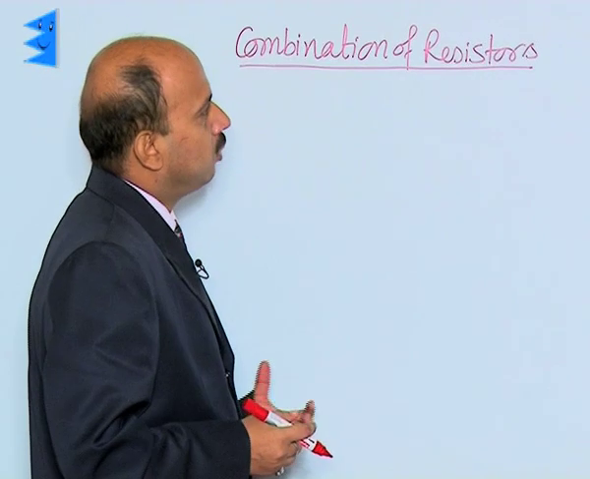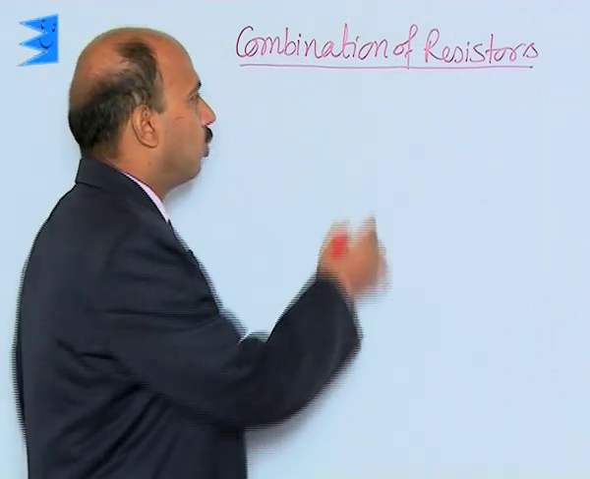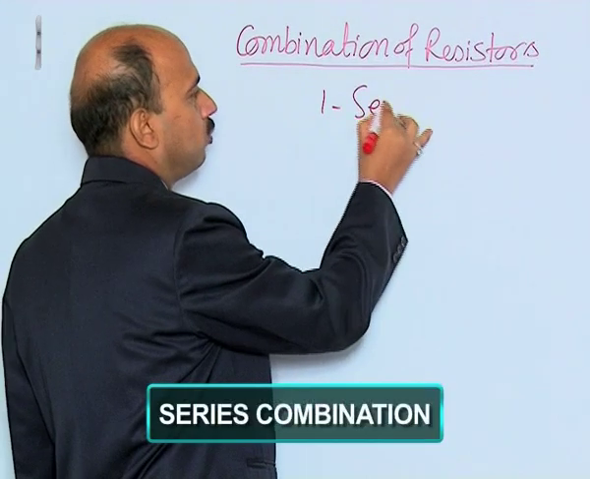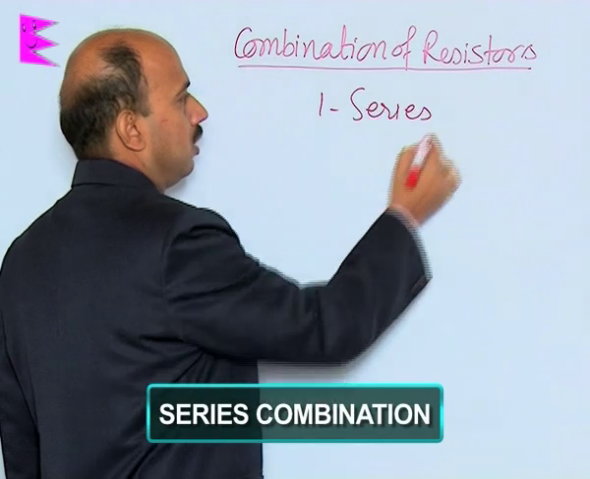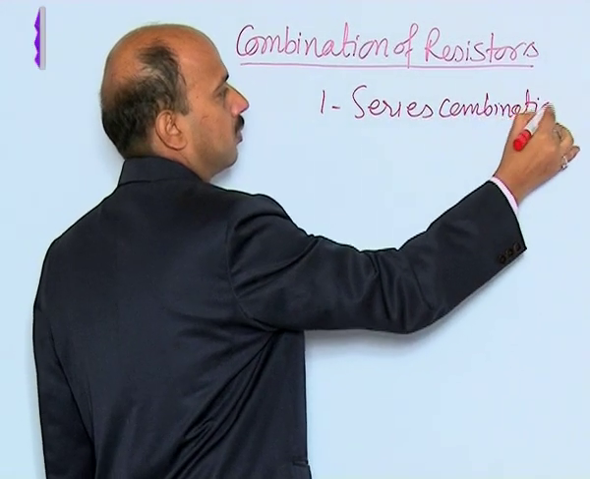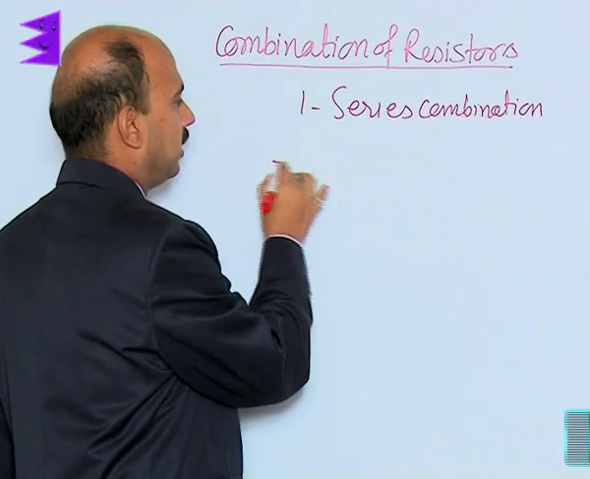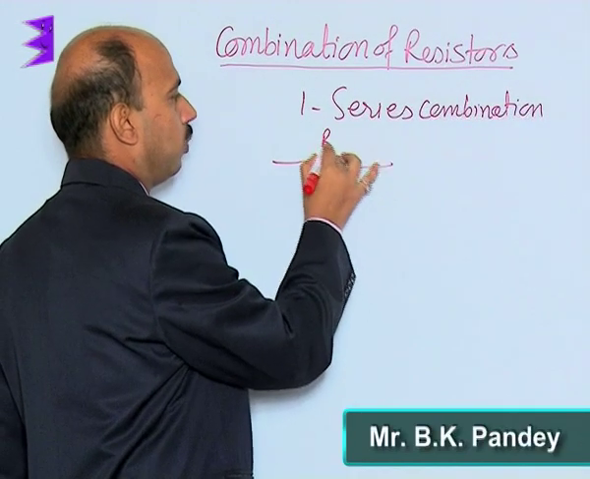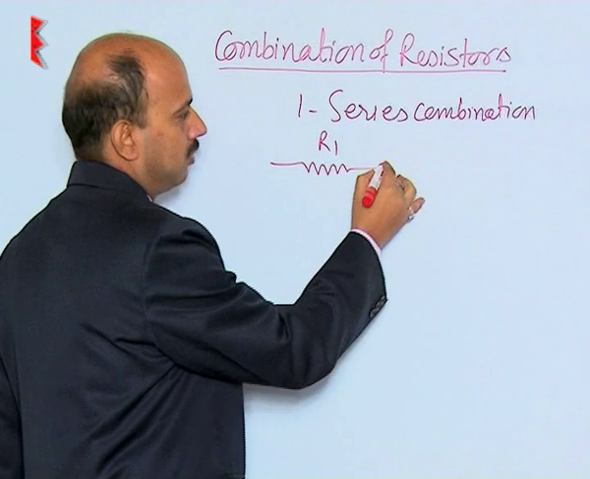Now, see here combination of resistors. First one is the series combination. So, in series combination here, suppose you have got 3 carbon resistors, like this is R1, resistances are represented by this symbol.